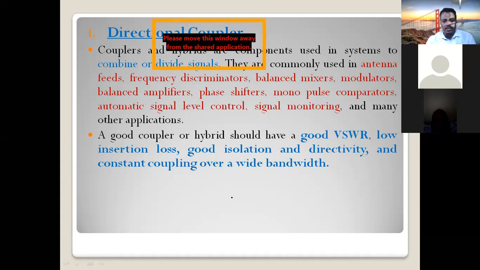As you can see in the slide, it has so many applications. We use it for antenna feeds, feed lines. We can use it for phase shifters. We use it for monitoring signals, automatic level control. You will find directional couplers in so many applications. It's a very good device. So our today's topic will be the directional coupler.